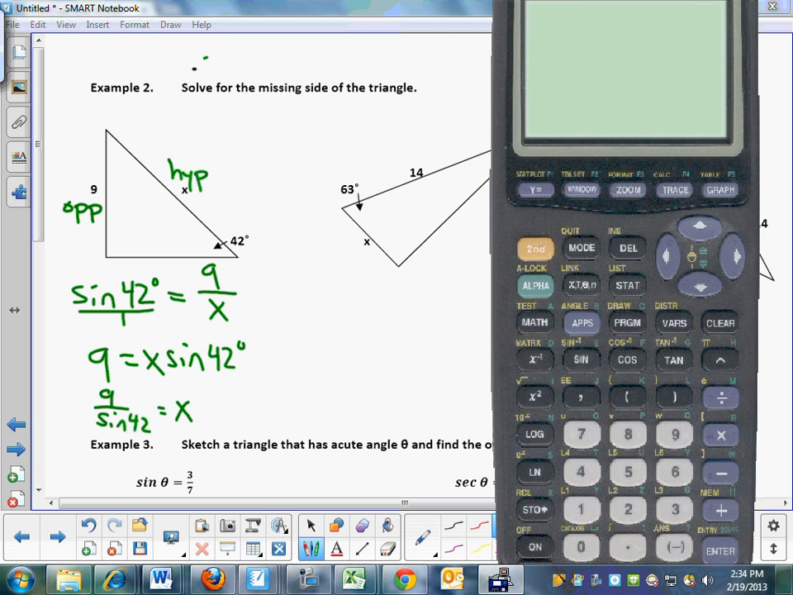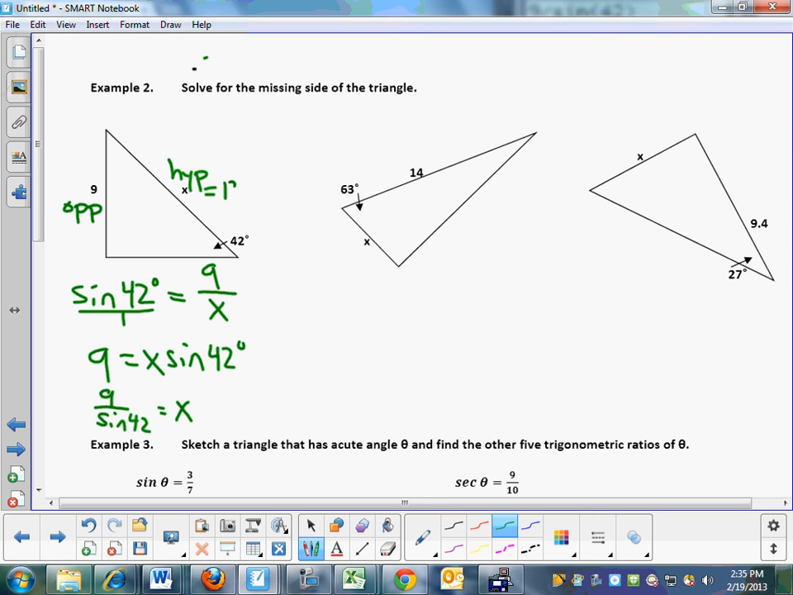So I'm working in that, and I go 9 divided by sine of 42. And that should give me my answer, 13.45. Does that make sense that the hypotenuse is longer than the opposite side? Yeah, so you can kind of check it with what you got.